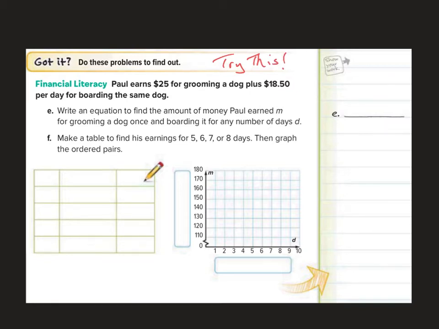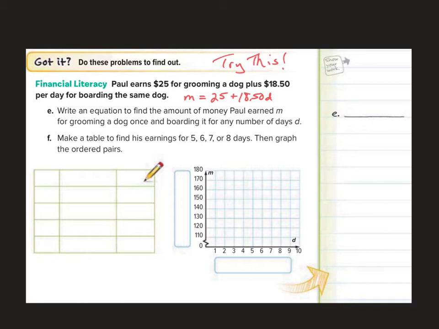So the first thing we need to do is write our equation. So we've got a scenario here where Paul earns $25 for grooming a dog plus $18.50 per day for boarding the same dog. Let's let M stand for the total amount of money, or the cost, and $25 is that standard fixed rate for grooming the dog, and then plus $18.50 per day for boarding. So we've got $18.50 times D. So there's our equation. M equals 25 plus $18.50D.